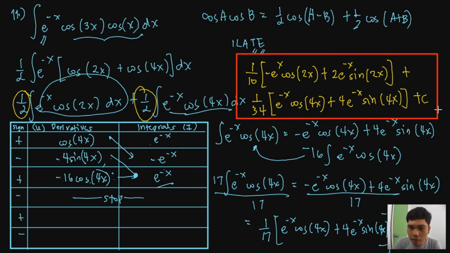This one should be negative. Hindi ko ata nakopya ng tama to. Oo nga, kasi di ba negative to. So, this should be negative as well. So, yan. Negative, kasi based on the handout din, parang dalawang negative dito.